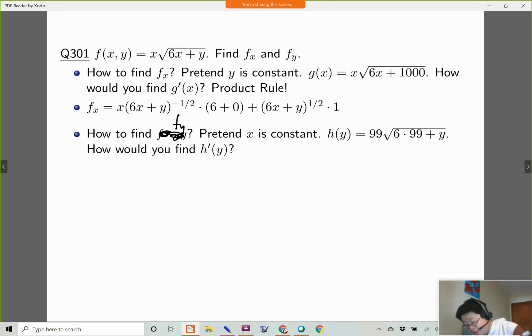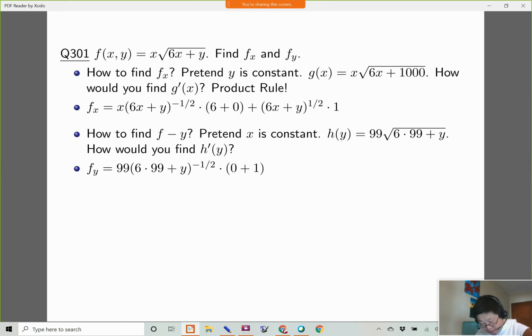And so I asked myself, how should this be differentiated? You don't need to use a product rule for this one because the variable doesn't appear in both pieces. This would be like copy the number 99 using the constant multiple rule and then differentiate this next part using the chain rule, right? So oh my goodness. Okay.